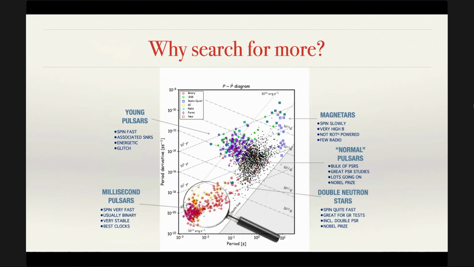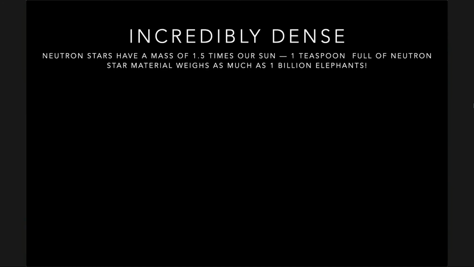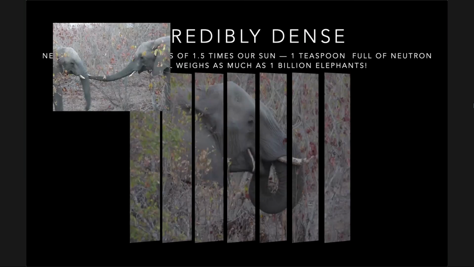What's another reason that we might want to search for more? Well, here's one that involves both the millisecond pulsars and the youngest pulsars. And that's to do with the exotic physics of the interior of the neutron stars. So just to remind you, neutron stars have a mass of around 1.5 times our sun. And so if you possibly could grab one teaspoonful of neutron star material and hold on to it, it would weigh as much as 1 billion elephants.